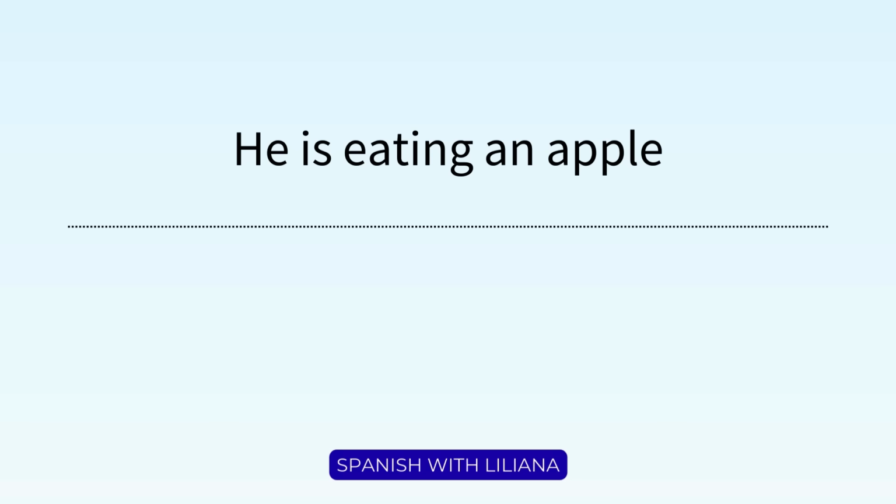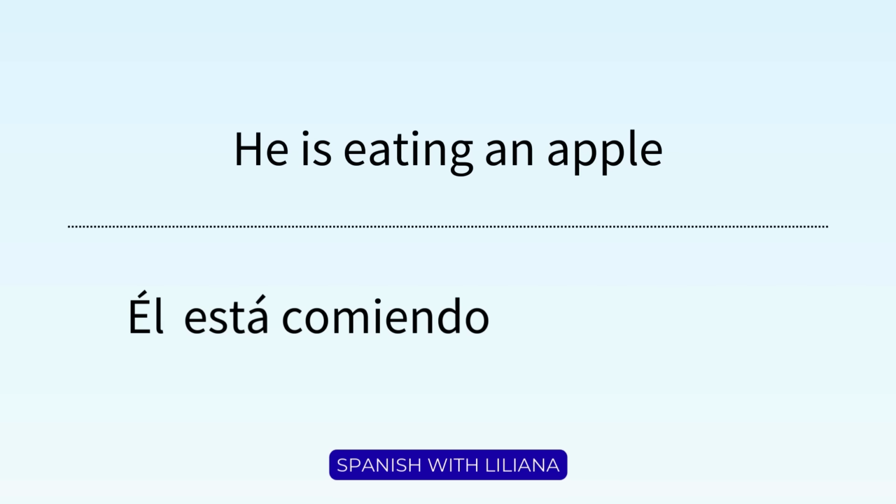All right, how would you say in Spanish, he is eating an apple? How do you say he? Él. But again, we don't have to use it. It's not really needed unless you want to be very specific about who's doing what. Is eating becomes está comiendo. Está comiendo. And how do you say an apple in Spanish? Una manzana. Él está comiendo una manzana.